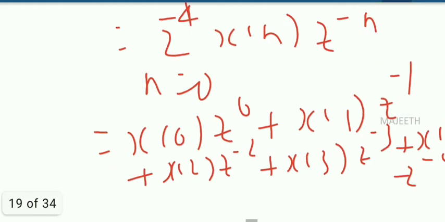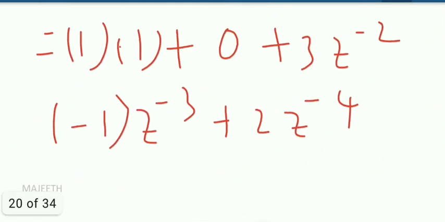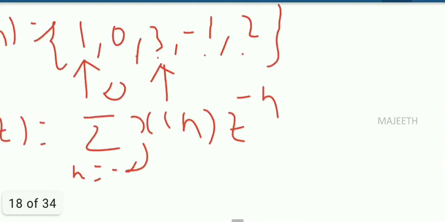So 1 plus 3 z power minus 2 minus 1 z power minus 3, plus 2 z power minus 4. So option A is the right answer.